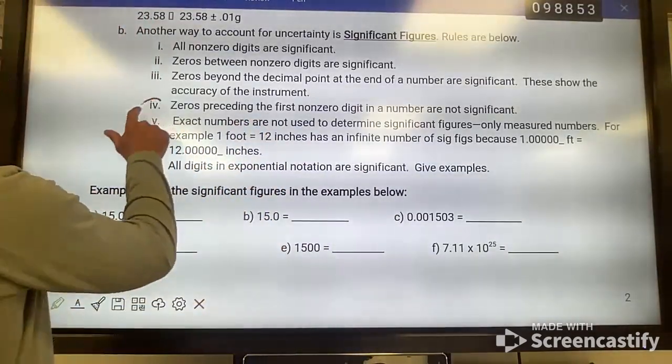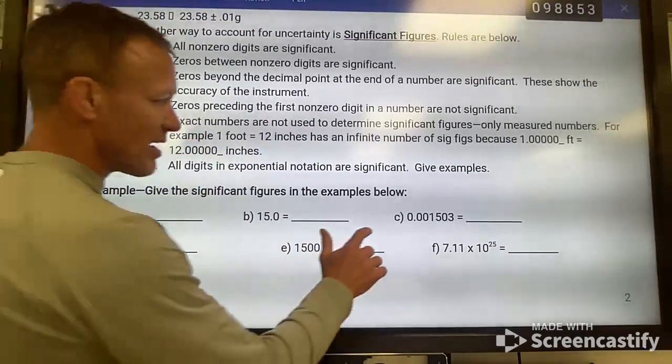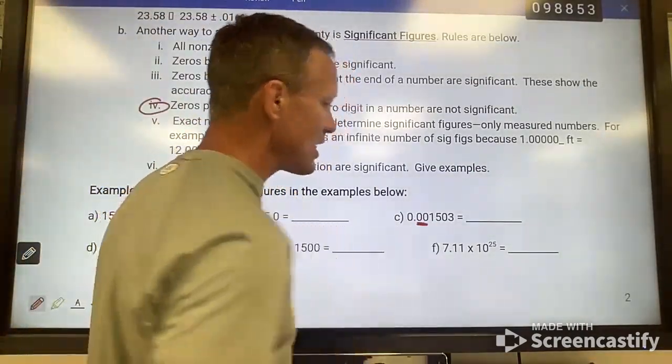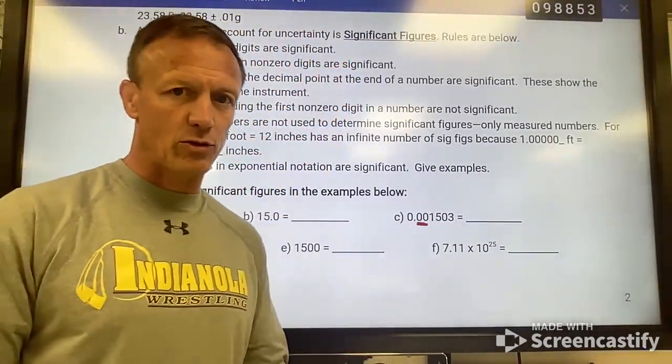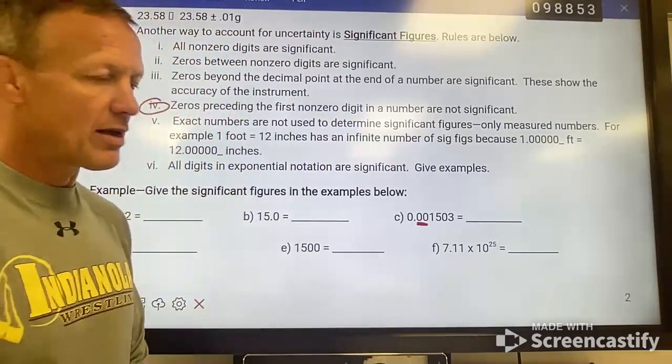Zeros preceding the first non-zero, so zeros at the beginning. If you have a decimal, zeros at the beginning are not significant. Those are just placeholders. I'll explain a little bit of that in a little bit.